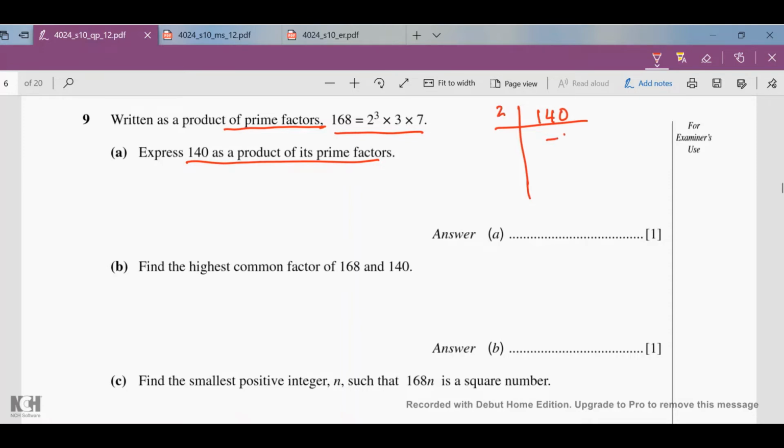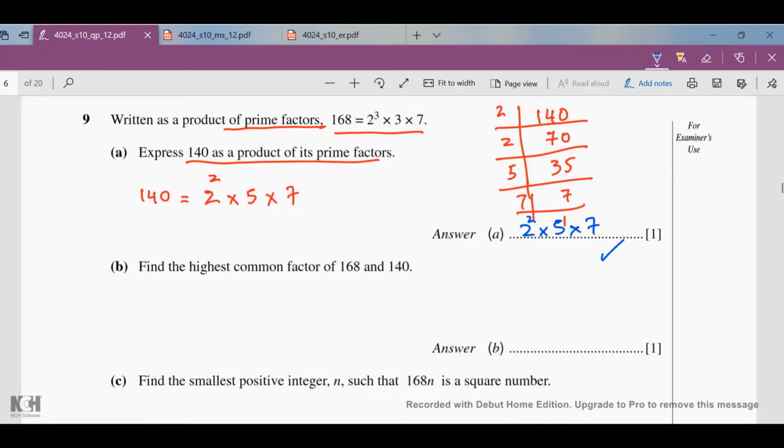2 times 7, then 2 times, then you can use 5 times 7, and then 7 times 1. So the prime factors of 140 are 2 power 2, 5 and 7, and that's your answer here. You can write here 2 square 5 into 7, and that's your answer. Find the highest common factor.